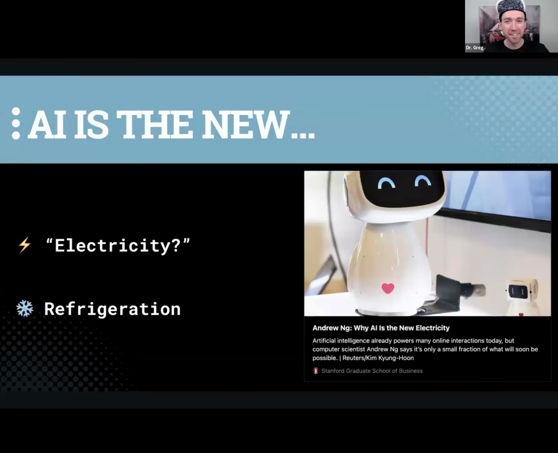AI is the new electricity, we all know. Andrew's been saying it since 2017. What does that mean, though, exactly? To be a general purpose technology, it means you're able to apply it to everything?